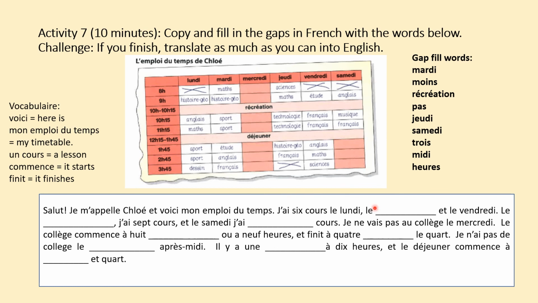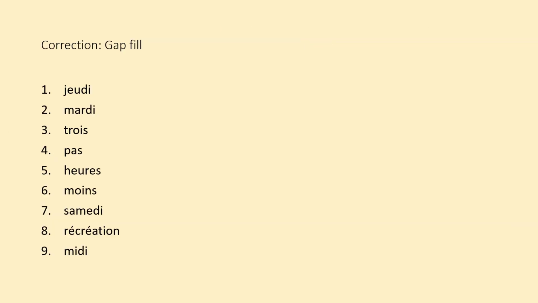So here you're going to fill out the gaps with the words up here. Should take about 10 minutes. So press pause to do that. And then when you're ready for the correction, press play. And here are your answers. So just press pause to check you've got them correct and tick them or alter them to make sure they're all correct. Well done.